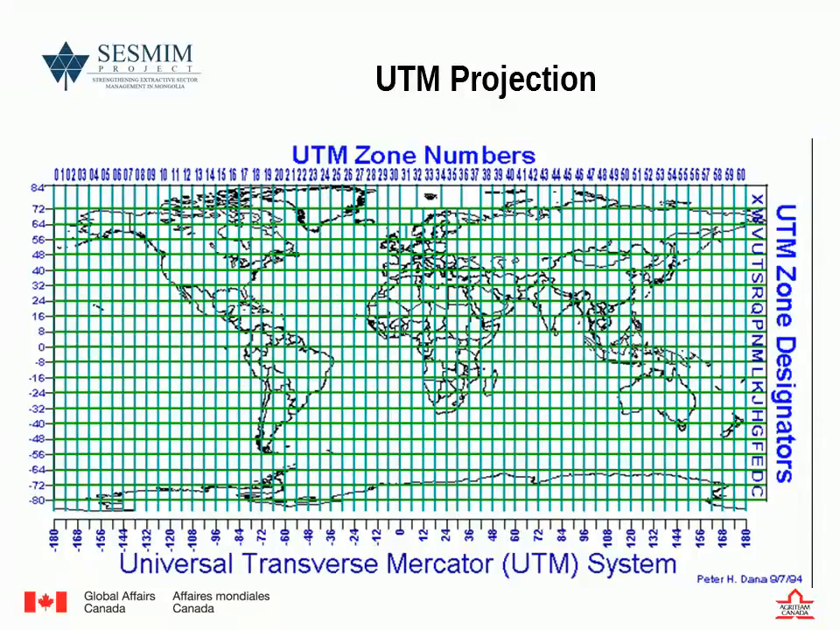So the numbering system is, this is from 0 to 180. So there are 60 six-degree UTM zones. So when you take the Mercator projection, you can see this is the Mercator projection. You took the Earth and you flattened the whole Earth out. You can see how big Canada is. It makes Canada and Russia look really big.